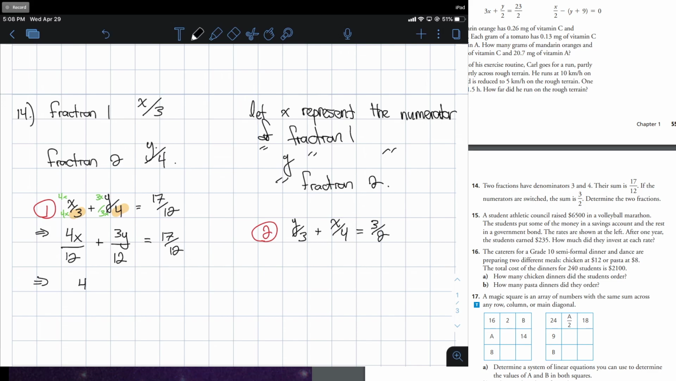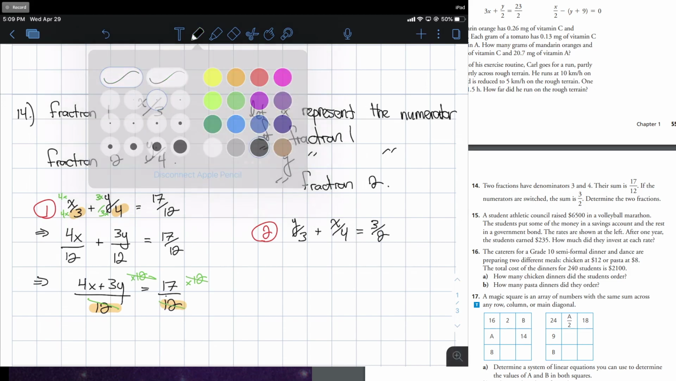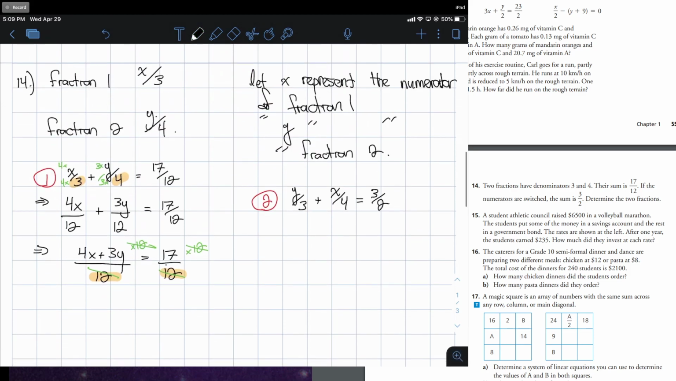So (4x + 3y) all over 12 equals 17 over 12. Now this is really great because if I look at the denominators on both sides of this equation, they're the same. That means if I multiply both sides of this equation by 12, it'll just cancel out the two denominators. And so this equation I can simply write as 4x + 3y = 17.